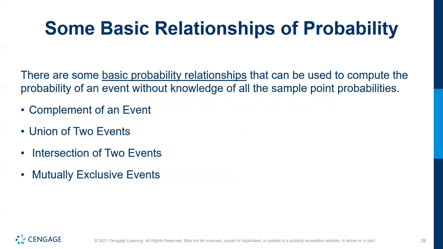All right, so here are some basic relationships of probability, and I'll go through what each of them means in a minute. We have the complement of an event, the union of two events, the intersection of two events, and mutually exclusive events. You've probably heard of mutually exclusive before. When we have mutually exclusive things, that means if one happens, the other can't. That's probably the easiest one on there.